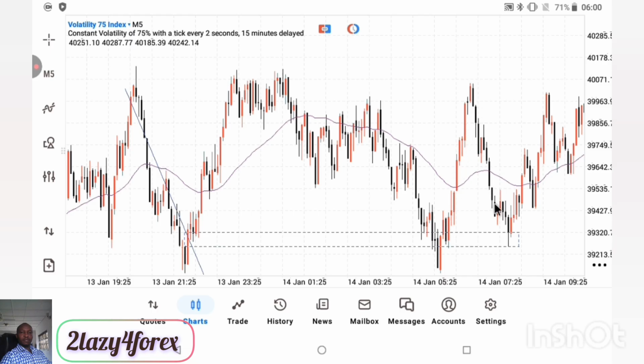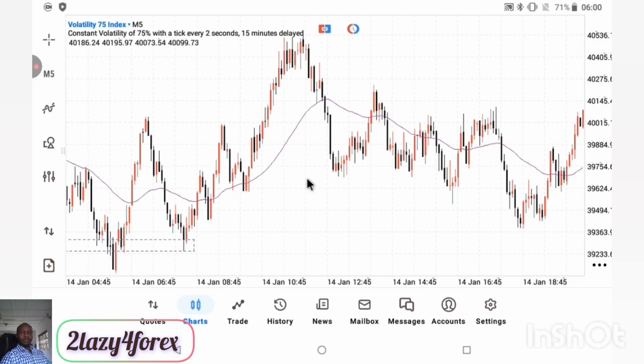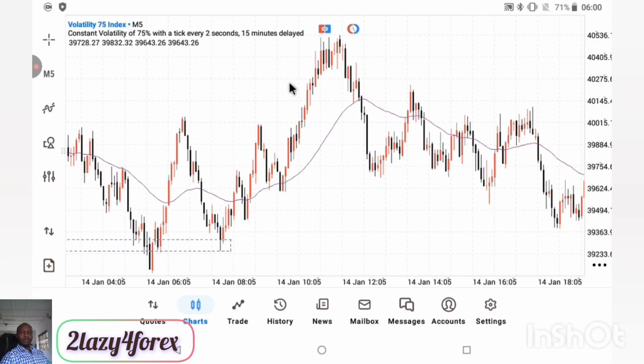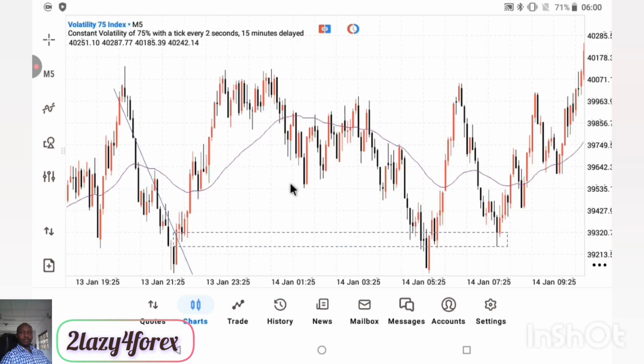There's a break above, a return to it, and look at what happened. Look at what price did. So this is a very simple strategy.